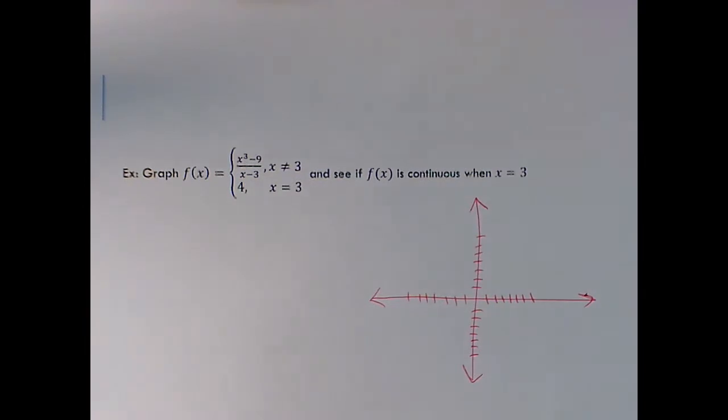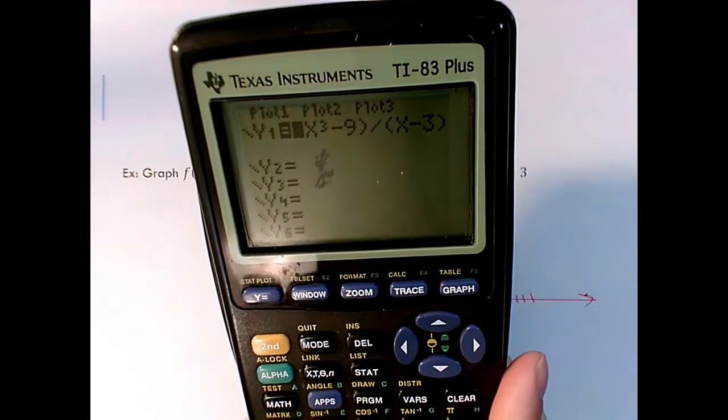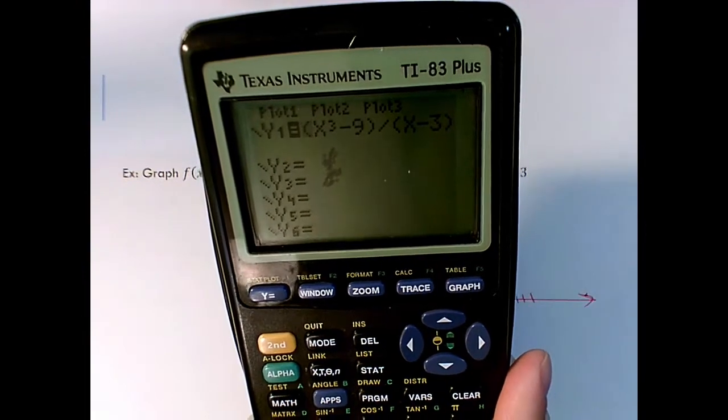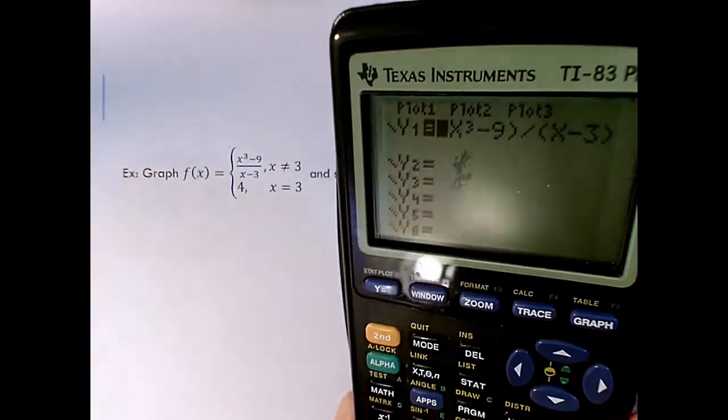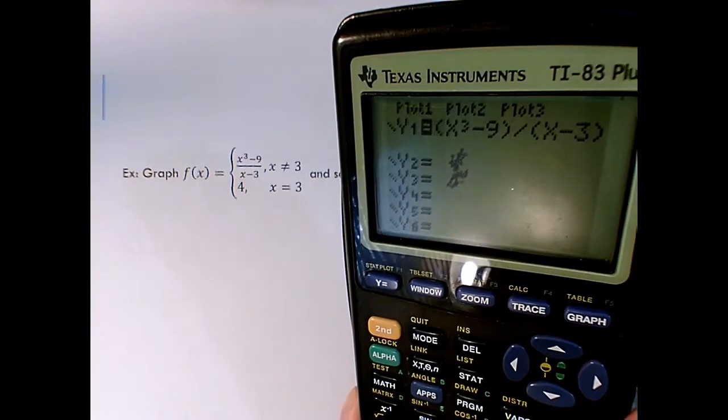Okay, what I'm supposed to do here is graph that wacky piecewise function. I took the liberty and did it already. But if you just want to see how you would type that out in your calculator, there you have it. Of course, I'm typing out the first part. There you go. Look at that angle.